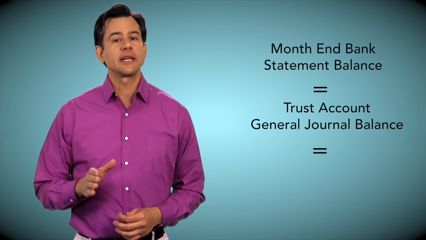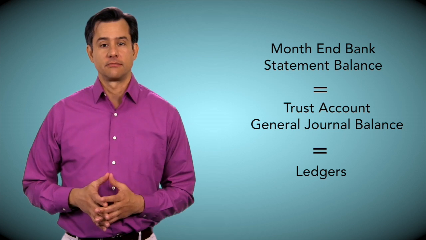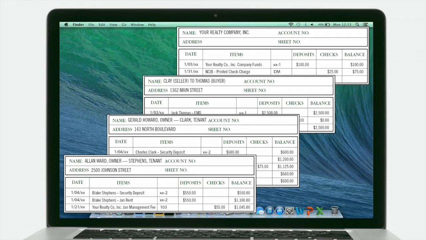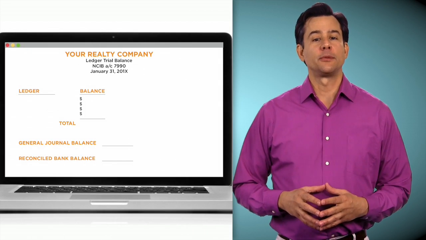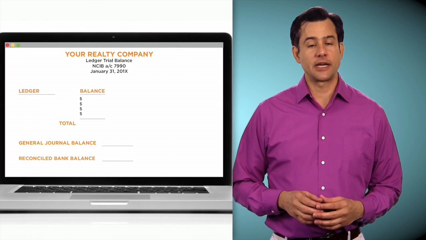Once you have reconciled the month-end bank statement balance to your General Journal balance, then you must determine if the General Journal balances to your ledgers. To do this, prepare a trial balance of all your active trust account ledgers. In this example, there are 4 active trust account ledgers: the Company Funds Ledger with a $75 balance, the Main Street Ledger with a $2,500 balance, the North Boulevard Ledger with a $600 balance, and finally, the Johnson Street Ledger with a $1,045 balance. Prepare your ledger trial balance from the active trust account ledgers you identified.